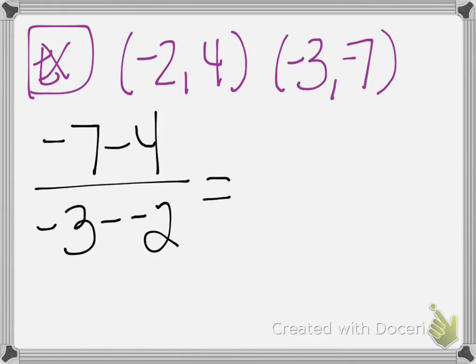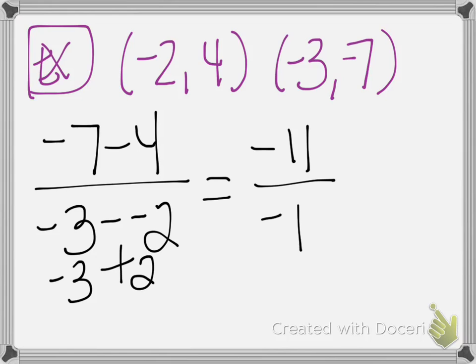-7 minus 4 is -11. -3 minus -2 is like adding 2. So -3 plus 2 is -1. And -11 divided by -1 is +11.